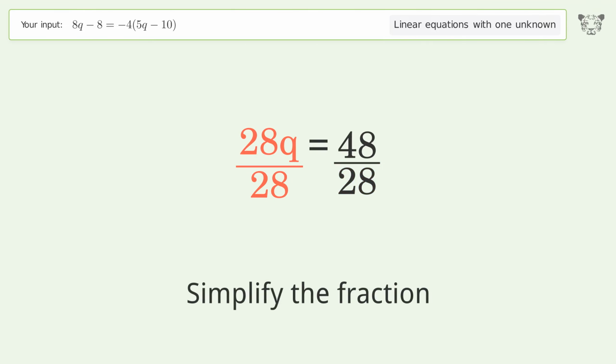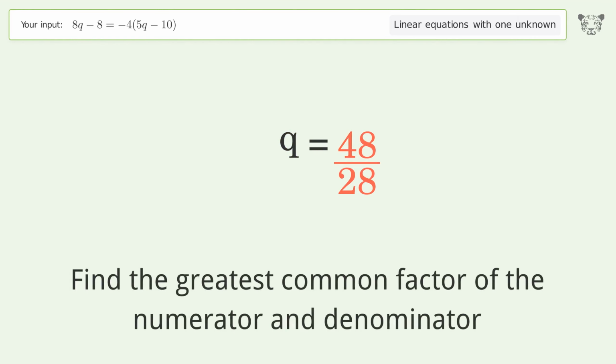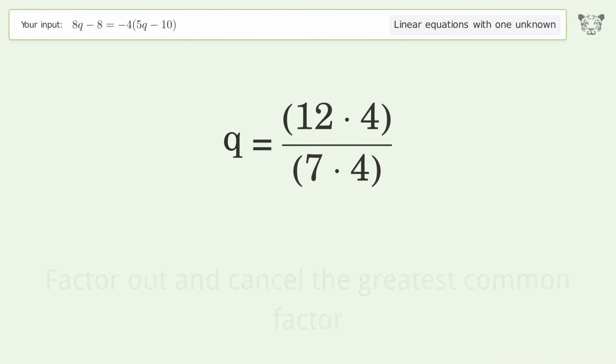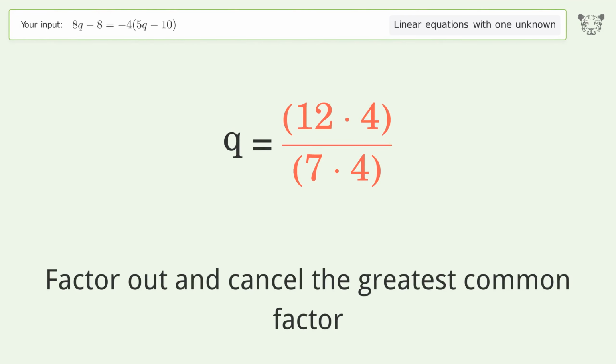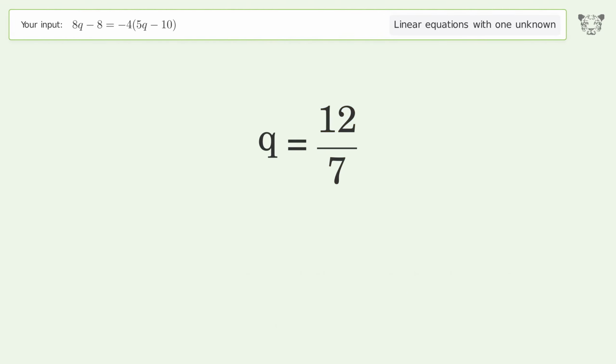Simplify the fraction. Find the greatest common factor of the numerator and denominator. Factor out and cancel the greatest common factor. And so the final result is q equals 12/7.